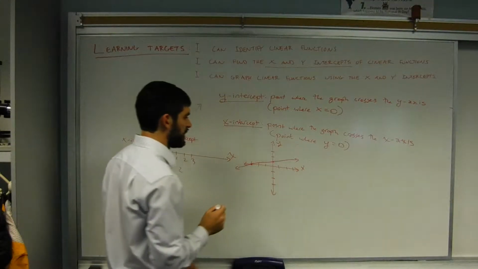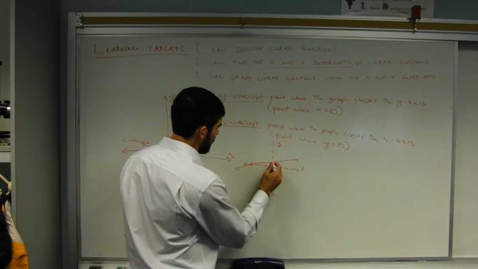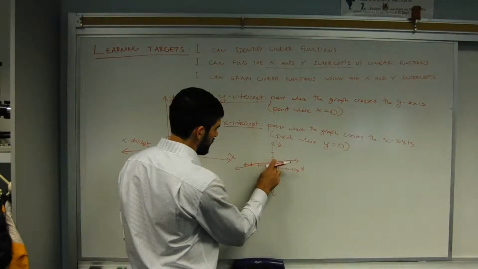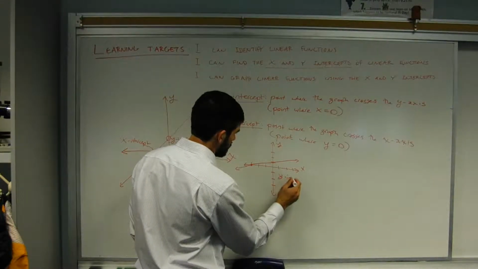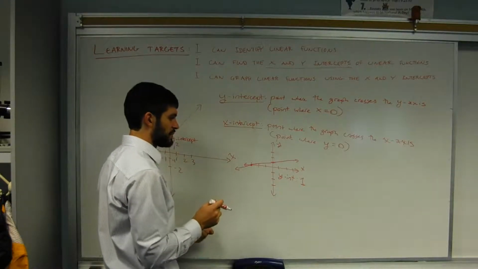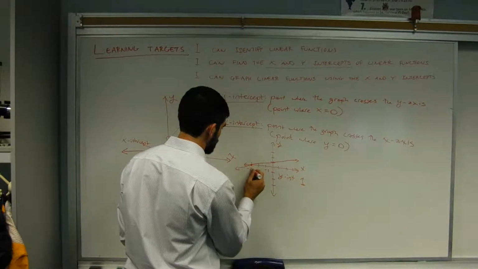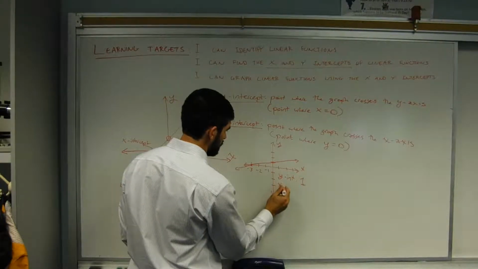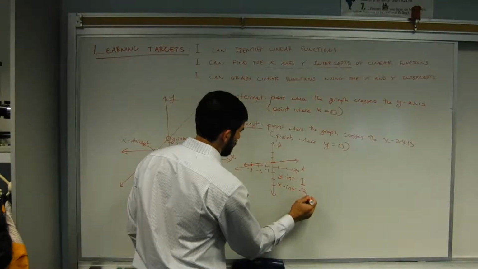So in order to find the y-intercept from a graph, we just look at the point where it's crossing the y-axis. So the y-intercept would be equal to 1. The x-intercept is the point where it crosses the x-axis. So you see our x-intercept is going to be equal to negative 3.